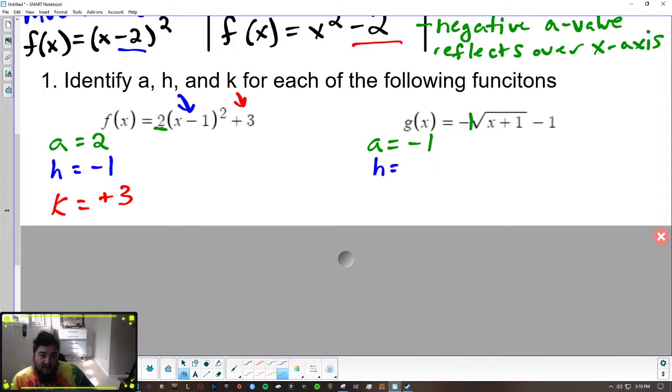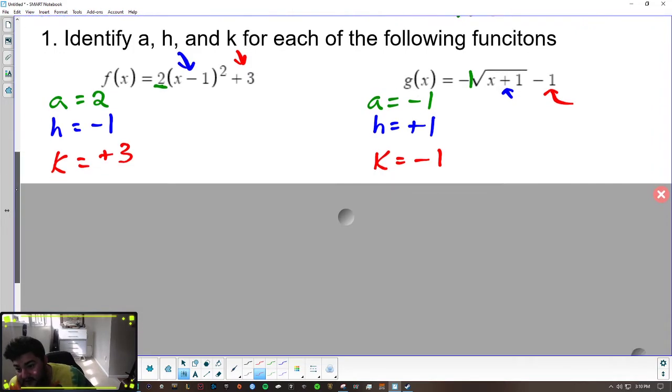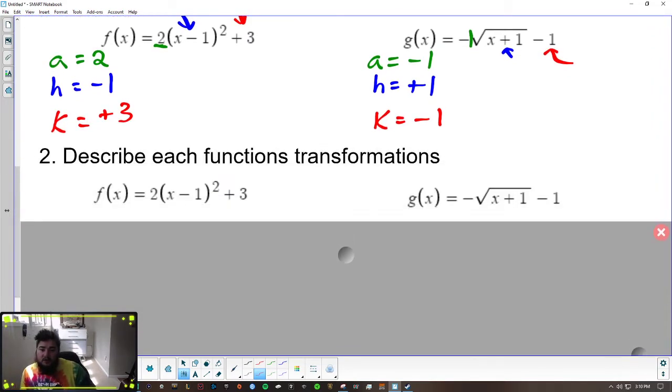My H value is going to be any numbers I have inside the function. Inside of my square root function, I have a +1, so that's my H value. And my K value is going to be the number that's either added or subtracted to the end of the function. In this case, it's -1. So there's my A, H, and K value. Okay, so now that we can identify them, let's talk about what those actually mean.